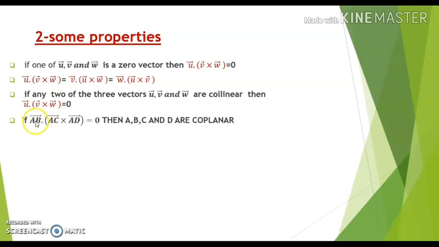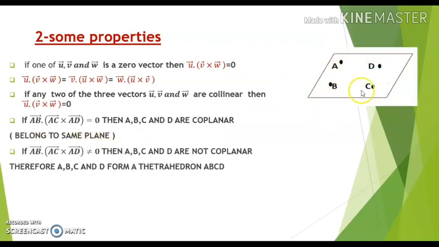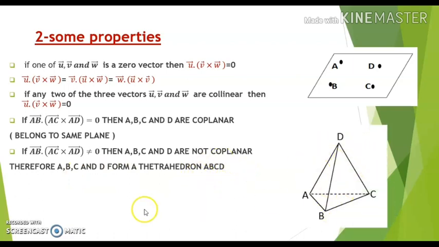Now, if the mixed product of the three vectors AB, AC, AD equals 0, then the 4 points A, B, C, and D are coplanar. It means that these 4 points belong to the same plane as shown in this figure. But if the mixed product of these three vectors is not equal to 0, then A, B, C, and D are not coplanar. Therefore, A, B, C, and D form a tetrahedron called ABCD as shown in this figure.